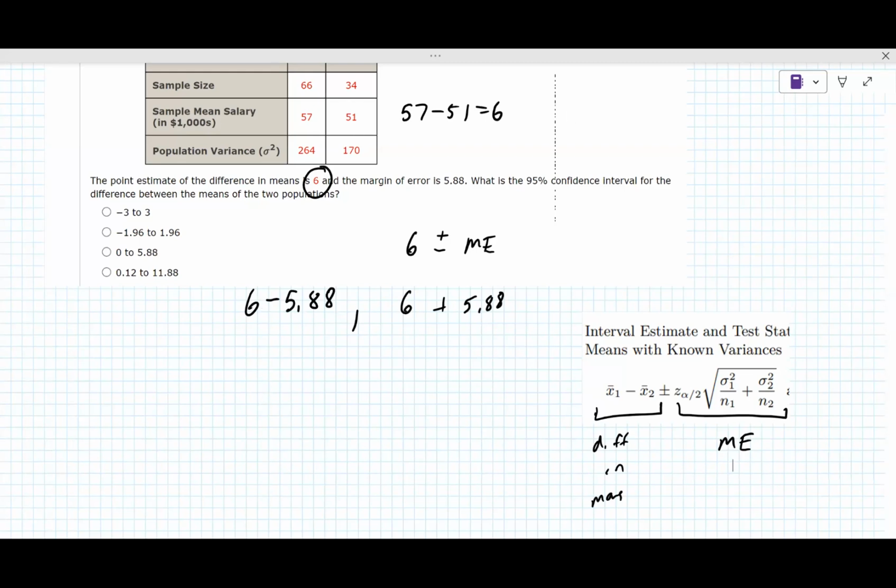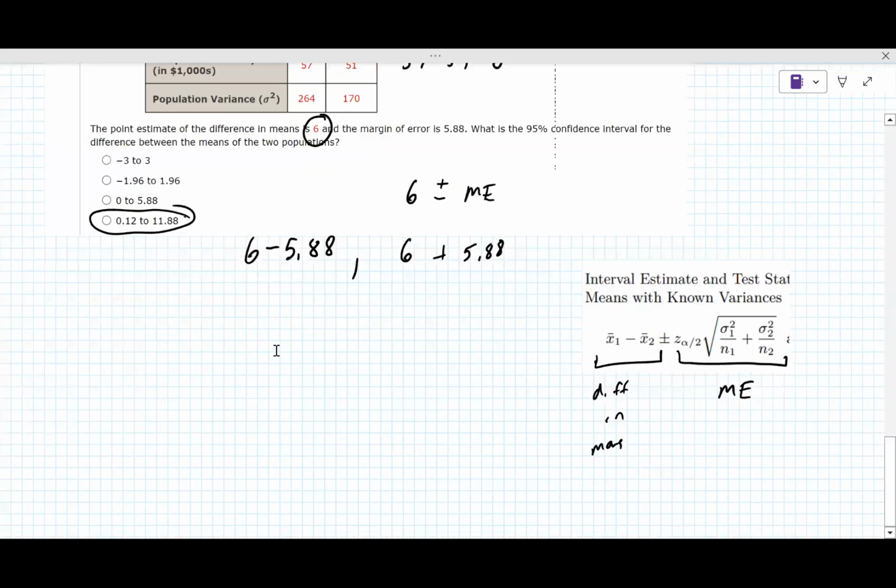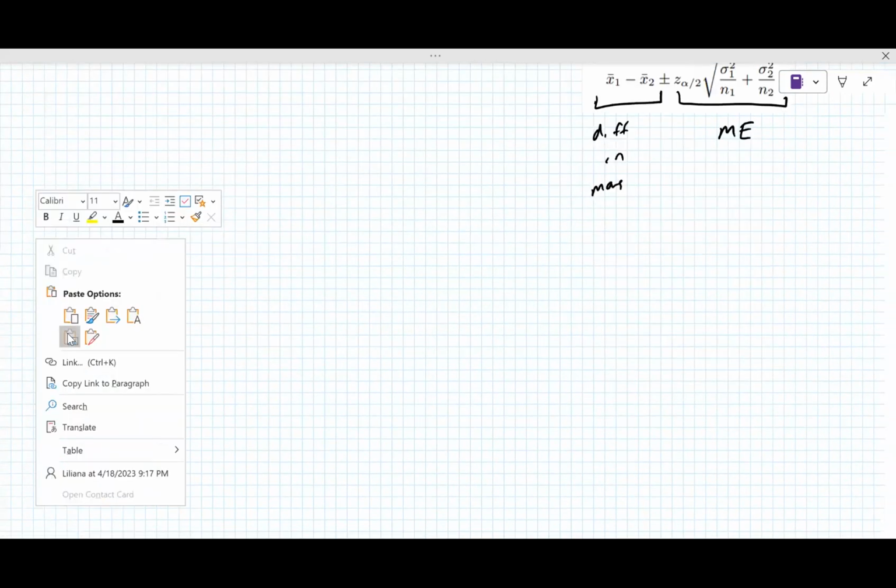What do you have for an answer? Sorry, I did it backwards. It's okay. Just go ahead and redo it there. I got 0.12 to 11.88. Good. Very good. All right, here is the next one.